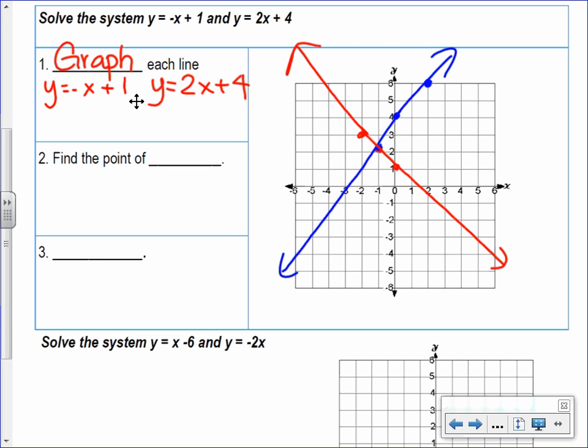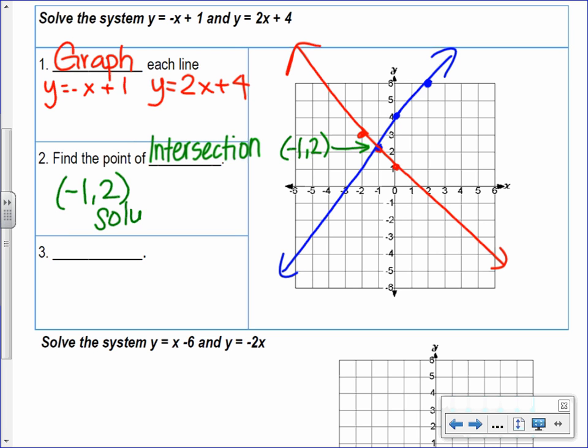Okay, so the second step, all you have to do is find the point of intersection. My point of intersection is negative 1, 2. Yours should be the same. That's what we call the solution. That x and that y should solve both of those equations. I should be able to plug that into both equations and it works. So that's what we mean by solution.